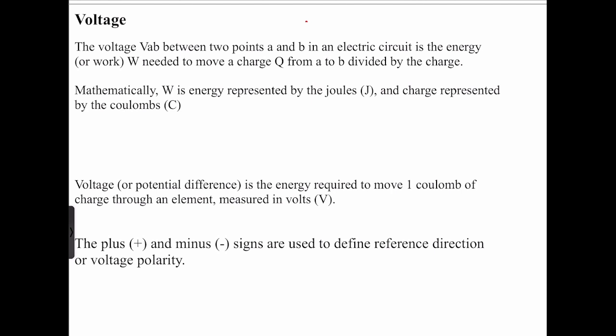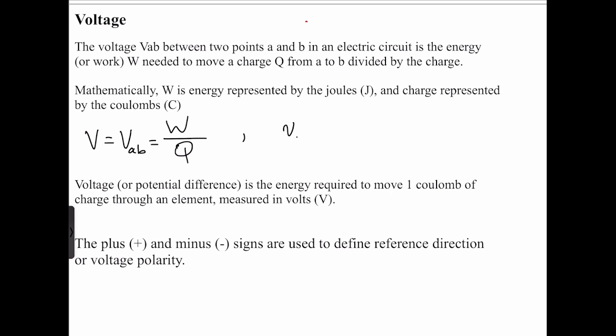So voltage, V_AB. We're going to classify our voltage between 2 points, so we're going to call it V_AB. In an electric circuit, it is the energy or work, W, which is needed to move a charge Q from A to B, divided by the charge. Mathematically, voltage is equal to the work required to move the charge from A to B, divided by that charge.